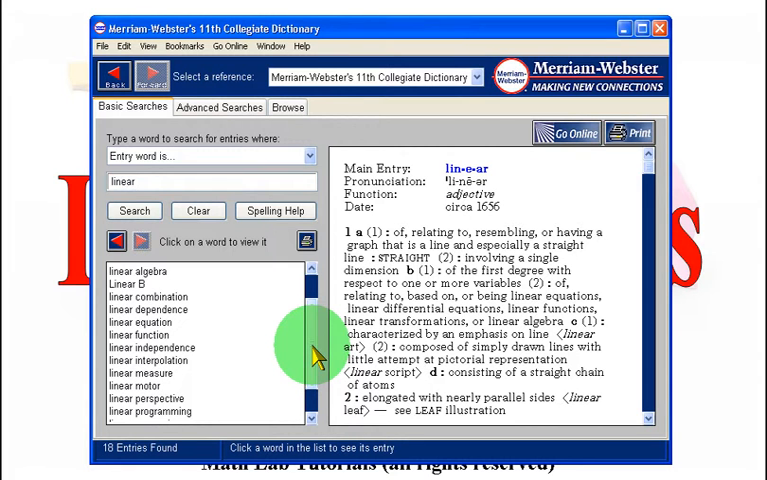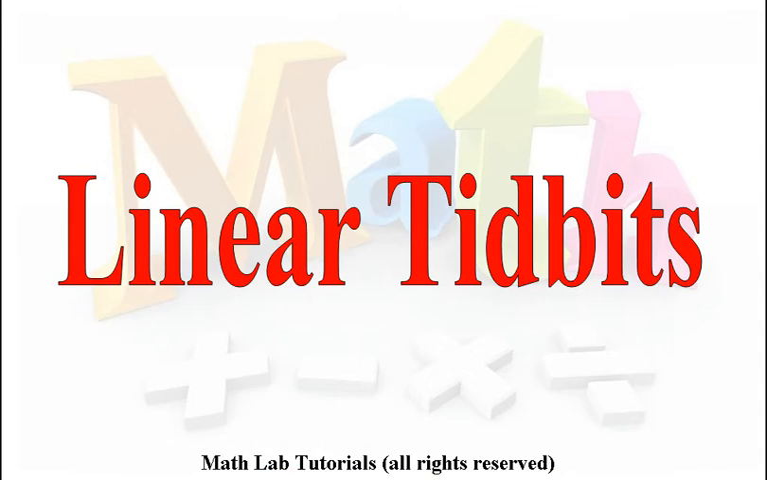The word linear is all about math, and it comes up in math very, very frequently. And you're going to carry on using the word linear for quite a number of years to come if you pursue mathematics in any sort of depth whatsoever. Okay, so we're going to shut down Webster here, and we're going to start our lecture on linear tidbits.